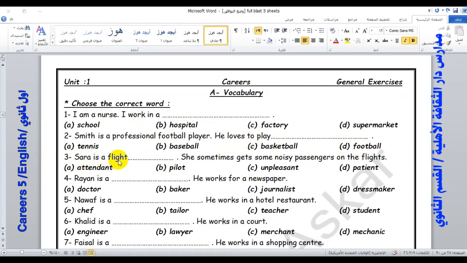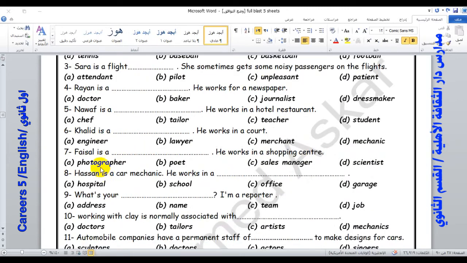3. Sarah is a flight attendant. She sometimes gets some noisy passengers on the flights. Sarah is a flight attendant. مضيف الطيران. 4. Ryan is a journalist who works for a newspaper. Ryan is a journalist. Newspaper بمعنى صحيفة. Journalist بمعنى صحفي. Nawaf is a chef who works in a hotel restaurant. Nawaf is a chef. طاهي.